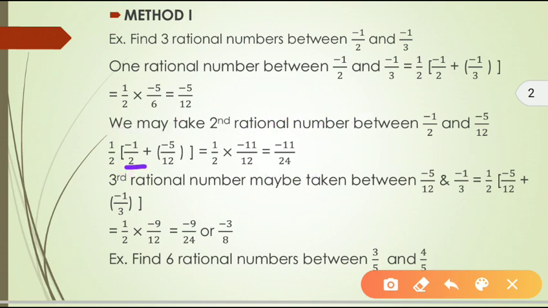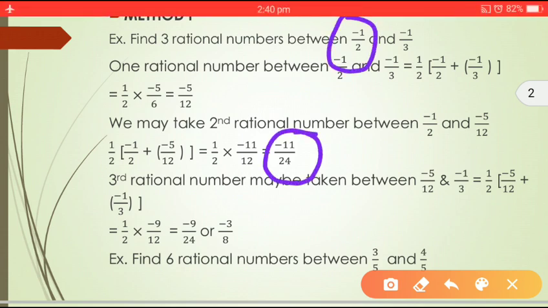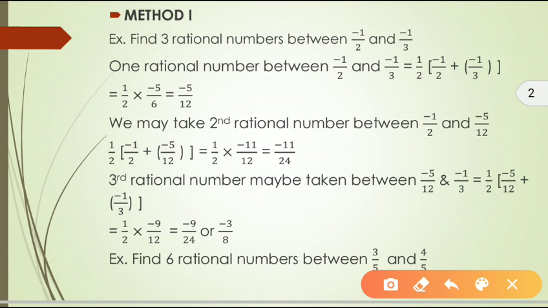For finding out the third rational number, you can take the third rational number between this and minus 1 by 2, or if you want to find out the rational number between this and this, you can also take this. If you want to find out a rational number between minus 11 by 24 and minus 1 by 3, this can also be possible.